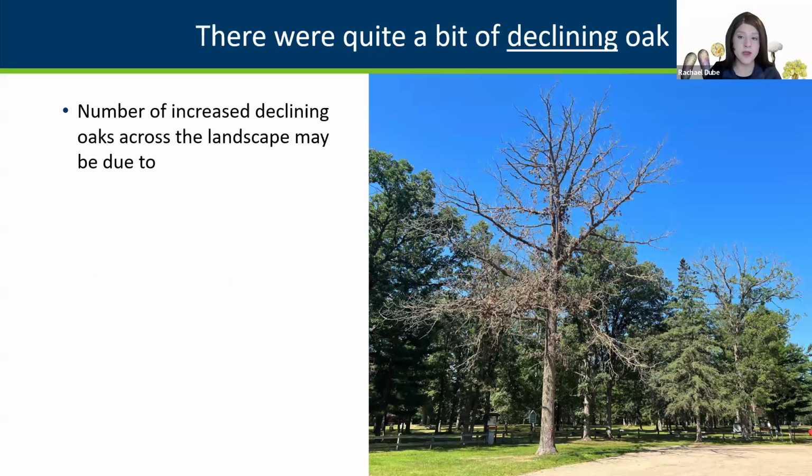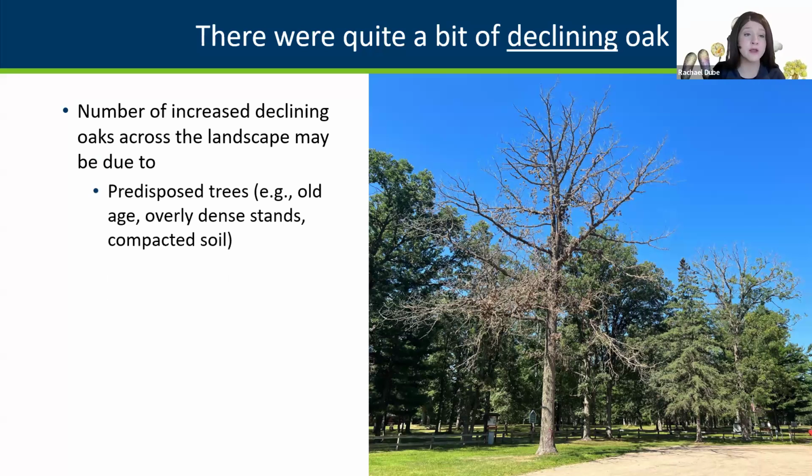The number of declining oaks, as I've mentioned, has been increasing across the landscape in recent years due to several factors. One, we do have a lot of trees that are predisposed to decline. Like I mentioned, we do have a number of older oak trees on the landscape. Some of our stands, especially on private land, may not be managed, and there's a possibility of some overcrowding and a lot of competition in these stands for limited resources. And then in urban environments, such as these oaks in the photo, you're dealing with a more disturbed environment and compacted soil that is more stressful to these trees.